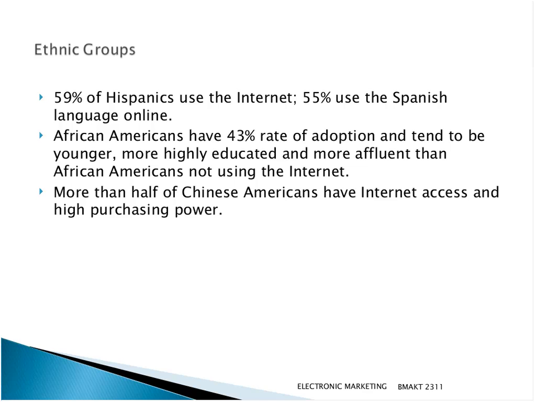African Americans have a 43% rate of adoption and tend to be younger, more highly educated, and more affluent than African Americans. Most probably this is Asian Americans, because what I can see is the fact that they are more highly educated. This has to be Asian Americans. I've seen this in the textbook before, and I know Asian Americans have a 43% rate of adoption and tend to be younger, more highly educated, and more affluent than African Americans.